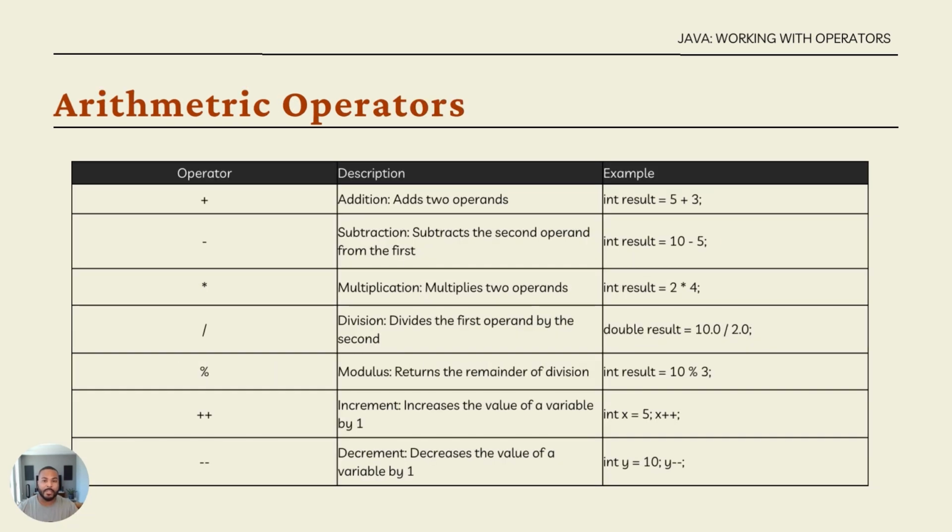So when working with arithmetic operators in Java, it's essential to understand two important concepts: operator precedence and associativity. In this slide, I have a list of arithmetic operators that are commonly used along with their description and example. The first concept is operator precedence. Operator precedence pretty much determines the order in which operators are evaluated in the expression. It defines which operators take precedence over others when multiple operators appear in the same expression.